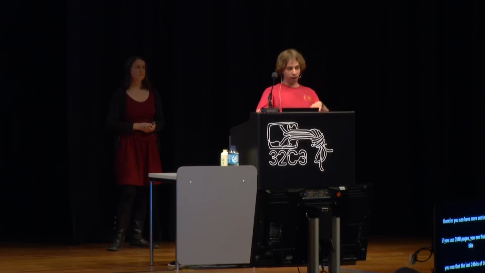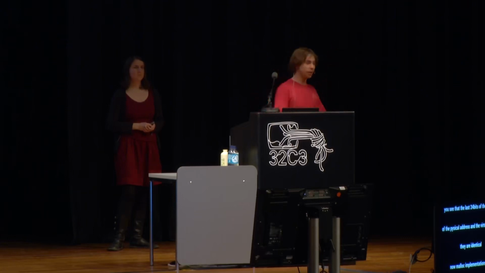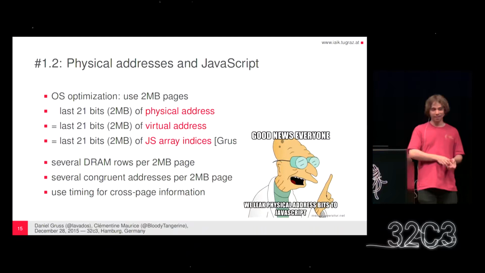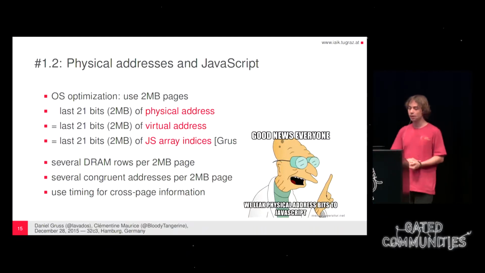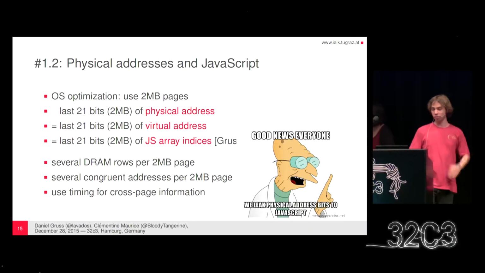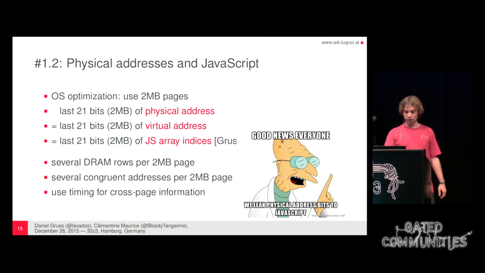And now the malloc implementations say, okay, it's a good idea to allocate large chunks of memory, and the operating system says, okay, it's a good idea to use 2 megabyte pages there, and then we have the last 21 bits of the physical address in JavaScript. And that's probably a good idea. Furthermore, what we get from this is that we have several DRAM rows per 2 megabyte page. So we know we have several rows that we can now hammer. And we have several congruent addresses in the cache, so addresses that map to the same cache set. So we can also perform eviction here.